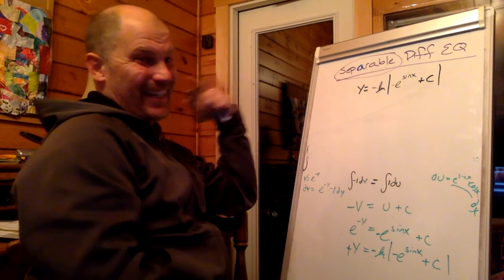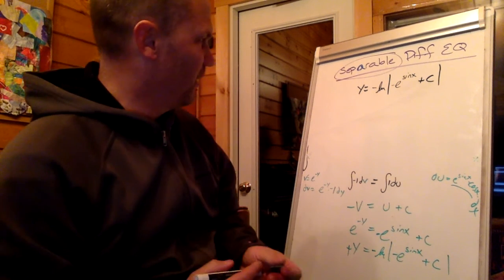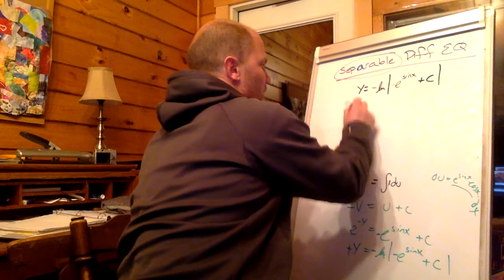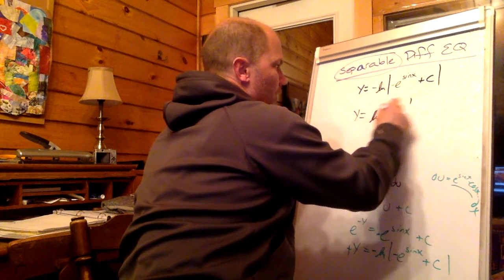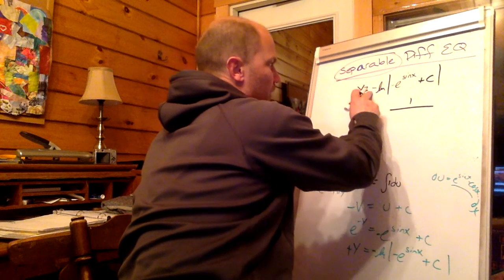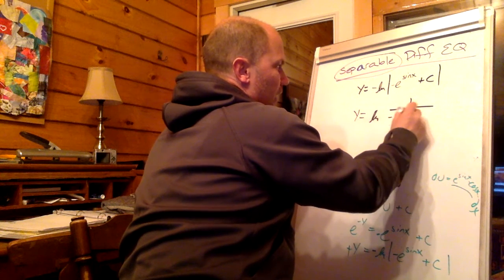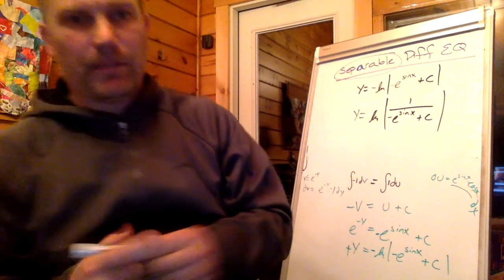I'm sorry, I hope I didn't feel like I led you on too much. That's good. Well, I guess sure. Y equals the ln of 1 over, right? We'll move that -1 inside. Negative e to the sine x plus c. Problem solved. Okay, there you go.